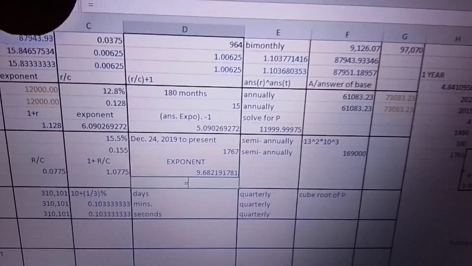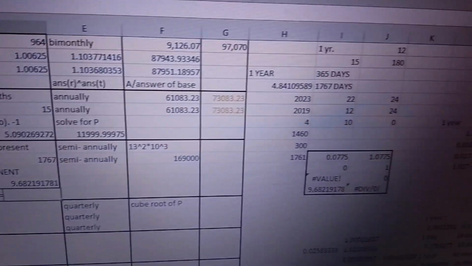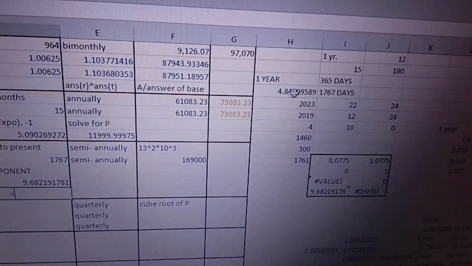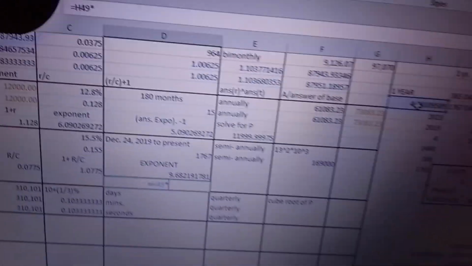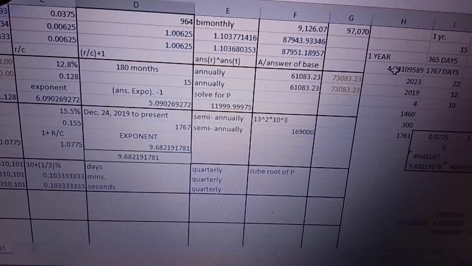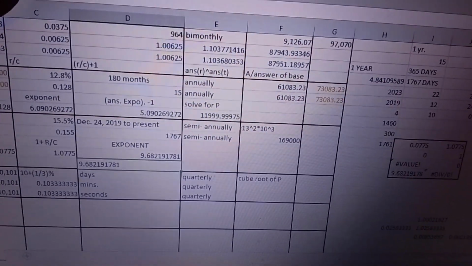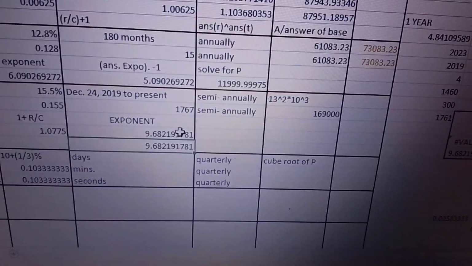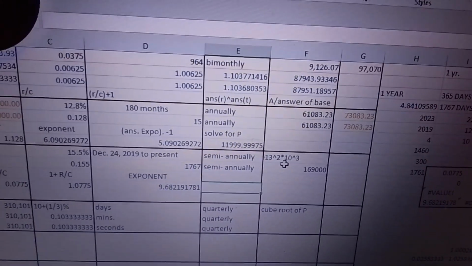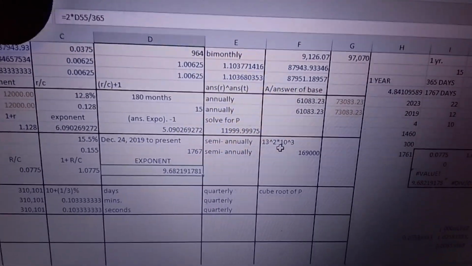Di ba? And you should get this answer, 9.68. O pwede naman, di ba, remember, you can also opt to click on that cell here, yung 4.84 years, and then multiply it by 2. Will you still get the same answer? And the answer is, yes, you will. You will still get this answer of 9.68. So, tama, yun yung exponent namin.